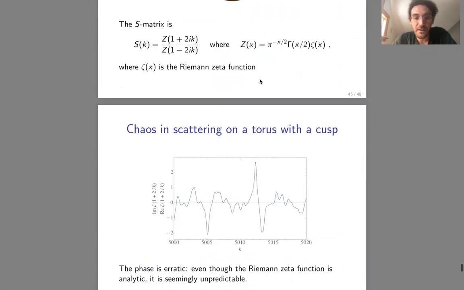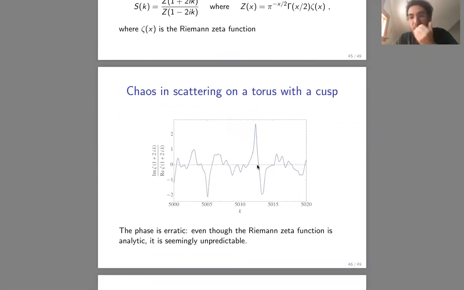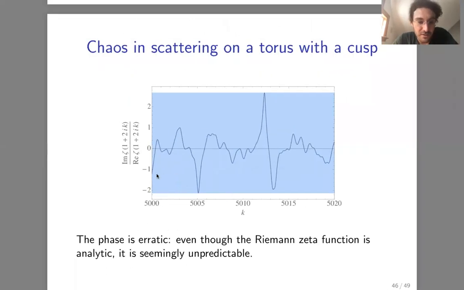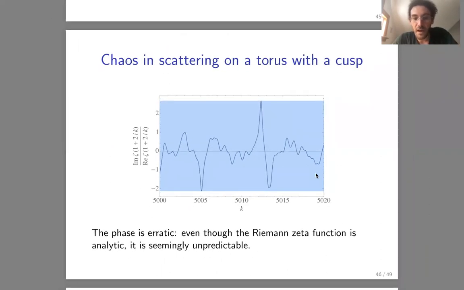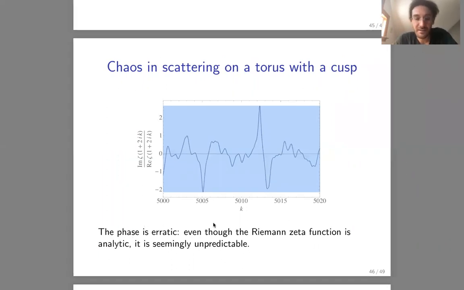And the remarkable thing is that the zeta function at complex argument, if you plot it, as here, looks completely erratic at large k. Even if you see some kind of periodicity, it's fake: in some regions it seems to repeat, but if you zoom in, it's not really repeating. And this is precisely what we wanted, a function that's both analytic and completely erratic.